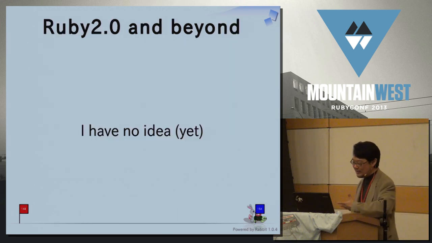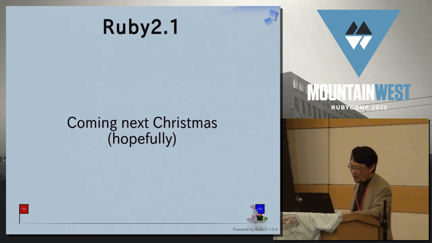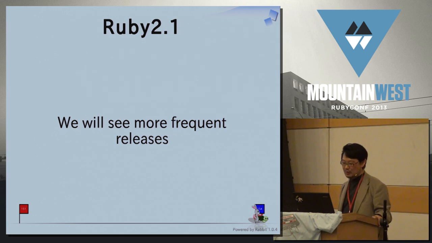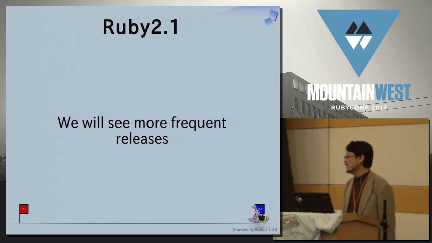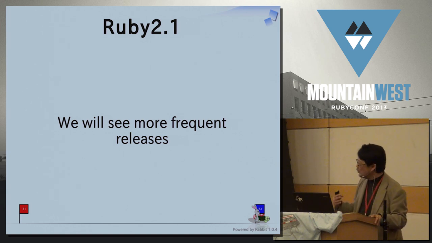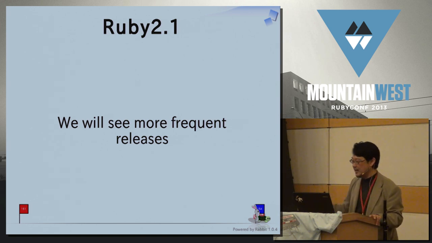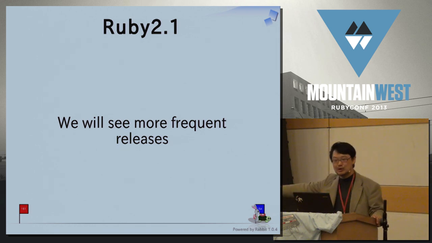I have no idea about what's beyond Ruby 2.0, but we made a Ruby 2.1 branch already. I hope Ruby 2.1 will come next Christmas, I mean this Christmas this year, and we will see more frequent releases. 1.9.3 has patch level 300-something, we had a lot of patch levels, with two, three years of lifetime for a single release. So I think we will have more frequent releases, probably once a year: Ruby 2.1 this year, Ruby 2.2 next year or something like that.